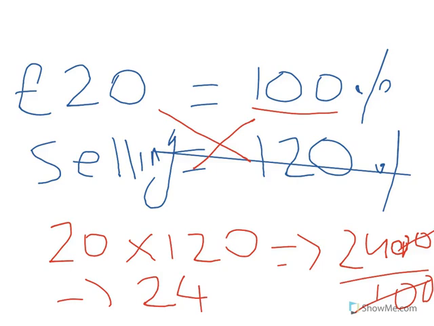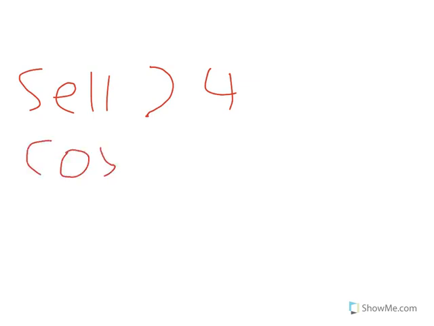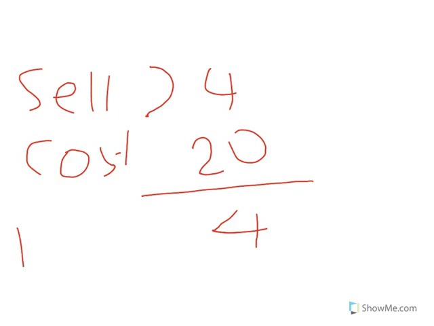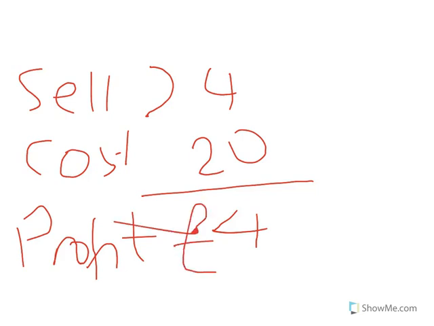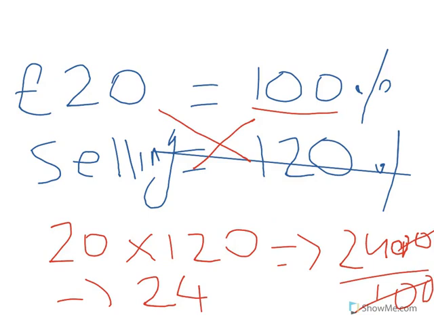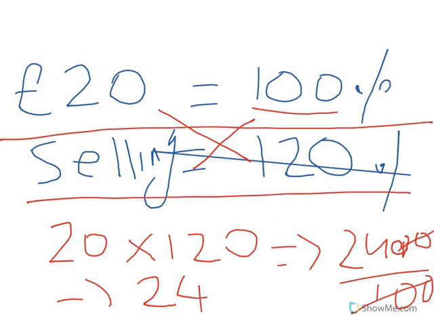So if my selling price is 24 and my cost price is 20, it gives me a profit of 20%. That's the profit, 4 pounds, which is equal to 20%. So that's how you calculate. You can simply say that the cost price is 100% and the selling price is 120%. I'll do one more example so that it's easier for you guys.